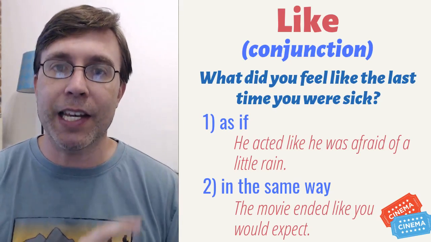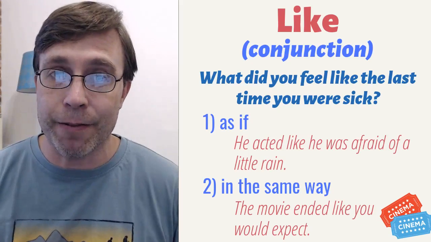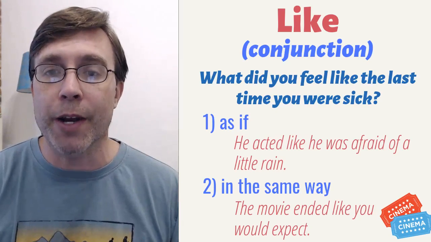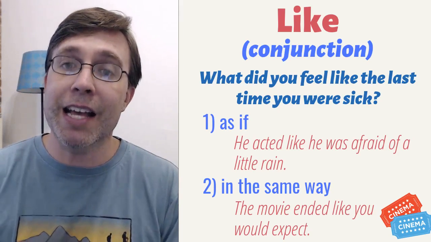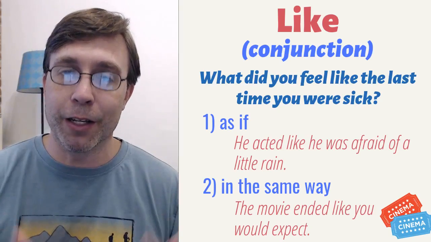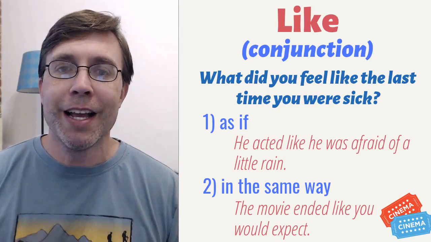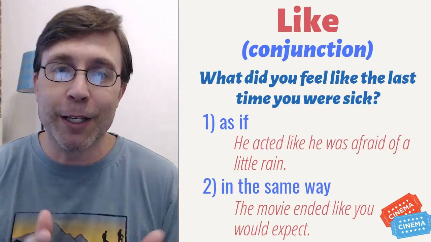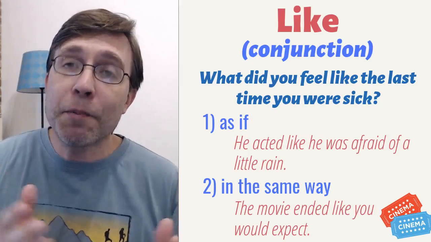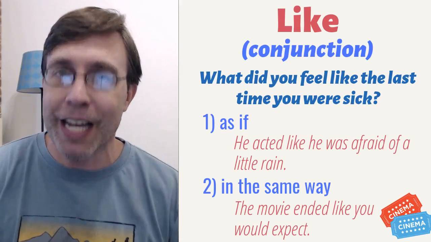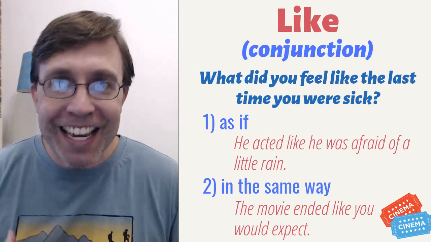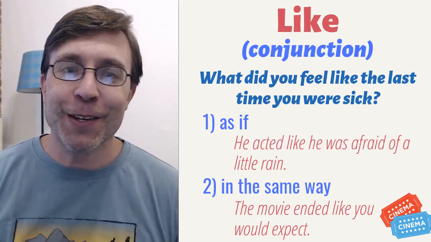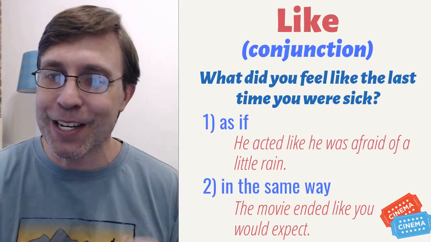In this case, "like" would just mean "as if." And you can use it in that sentence: He acted like he was afraid of a little rain. He acted as if he was afraid of a little rain. Maybe it started raining outside and somebody was trying to run inside, and you say, oh, he acted like he was afraid of a little rain. And maybe that person would say, well, it's because my shoes don't like rain. I acted like I was afraid because my shoes don't like rain. They don't perform well in the rain. So again, there are many different ways that you can use this word.